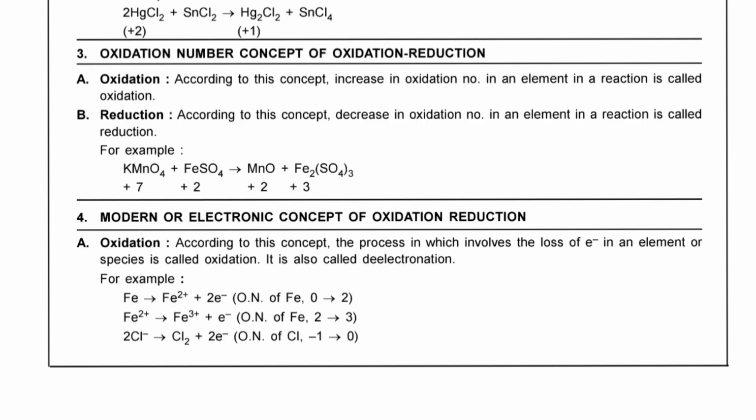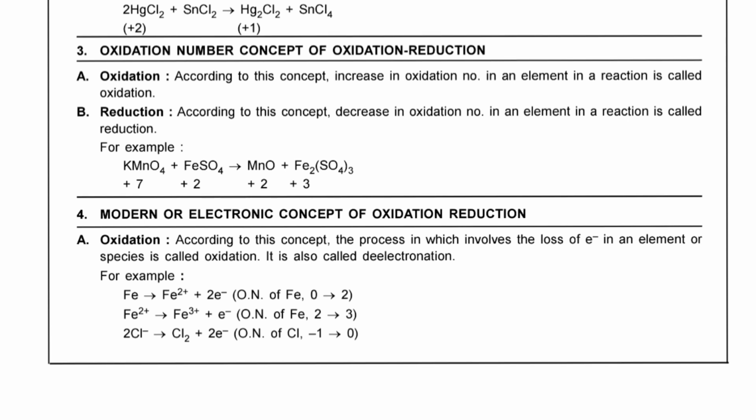Modern or electronic concept of oxidation reduction. According to this concept, oxidation is the loss of electrons from an element or a species. This is also called de-electronation, or loss of electrons.